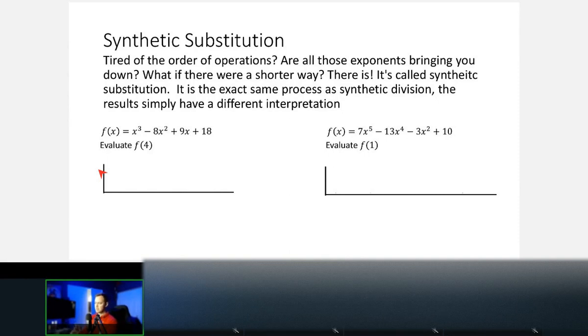Now, we talked about this on Friday about getting the remainder, right? So when talking about a binomial and plugging in the number, the remainder, this last number, if it was 0, told us x minus 4 would be a factor of this polynomial. But we can look at it a different way. We want to evaluate this function with 4. So we're going to set it up the same.